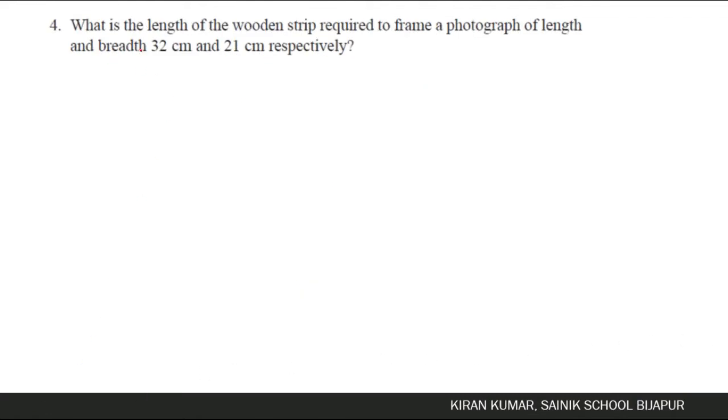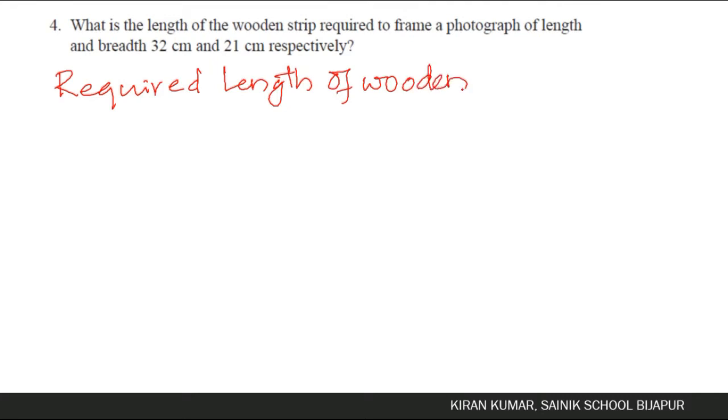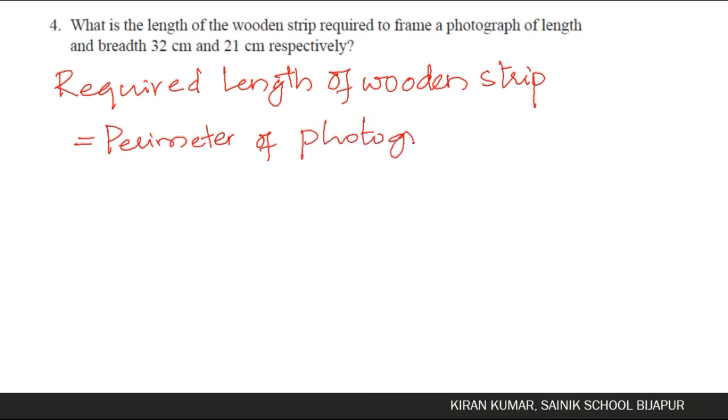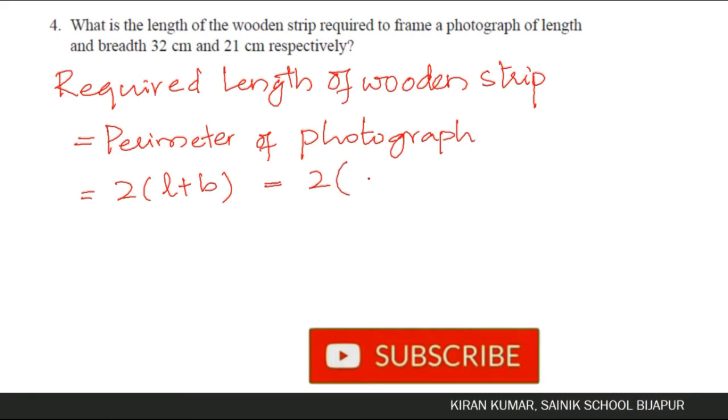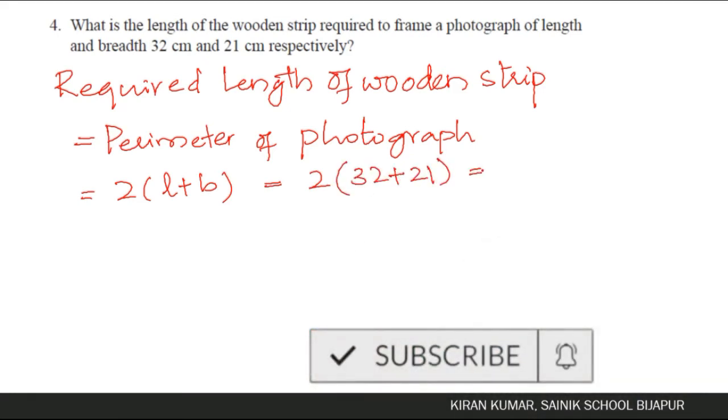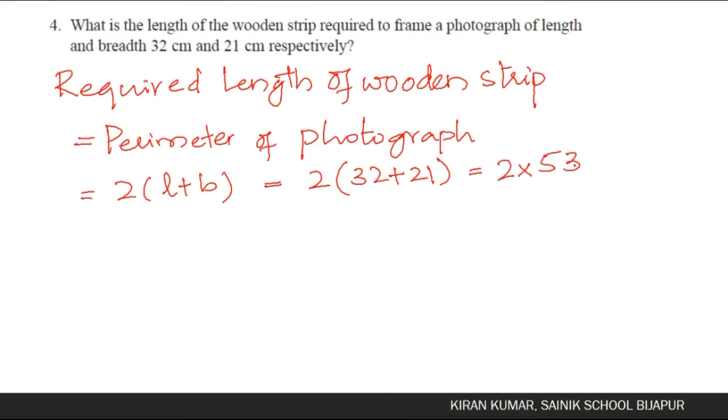Question number 4. What is the length of the wooden strip required to frame a photograph of length and breadth 32 centimeter and 21 centimeter respectively? Here the required length of wooden strip will be equal to the perimeter of the photograph, and the photograph will be in rectangular shape, so I need to consider 2 times of length plus breadth. Since they have given the length to be 32 and the breadth to be 21, I'll add them. This will be 2 times 53, nothing but 106 centimeter. This will be the length of the wooden strip.